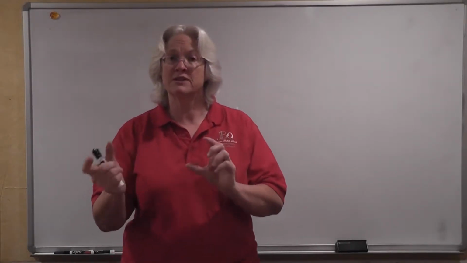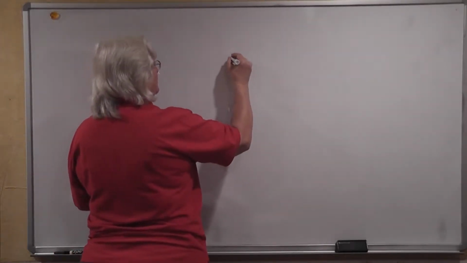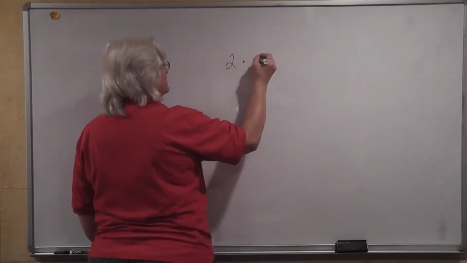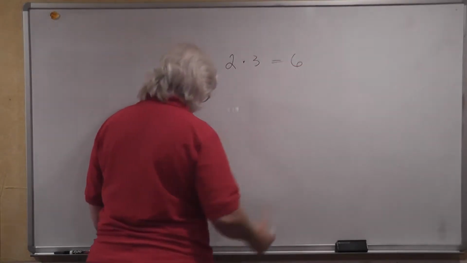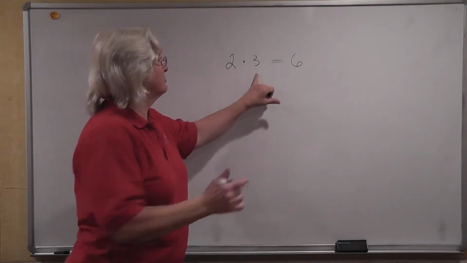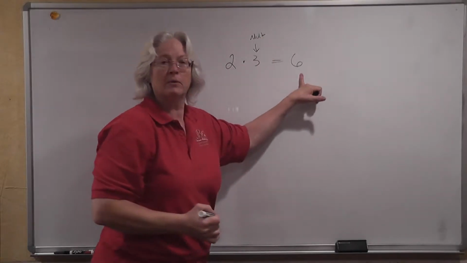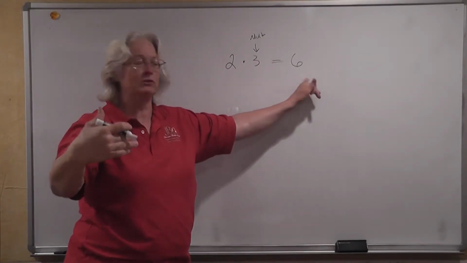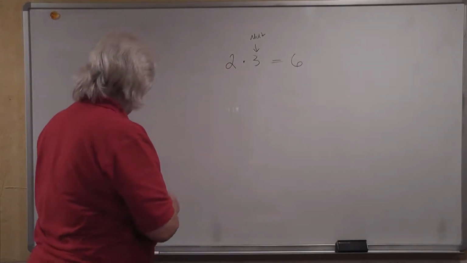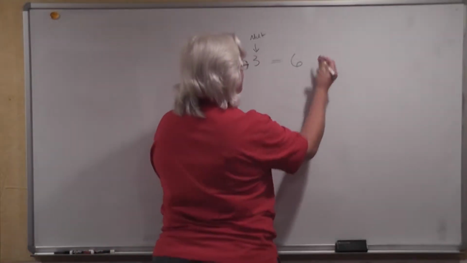Inverse operations are those things that undo one another. For example, if we start with a 2, and I'm going to multiply that times 3. So 2 times 3 is equal to 6. So what we've done here is we've begun with 2, we've multiplied by 3, and we ended up with a product of 6. Now what I have to do to this 6 so that I end up back with the original number that I have? Well, now I'm going to divide by 3.